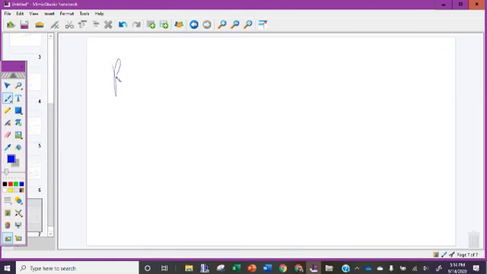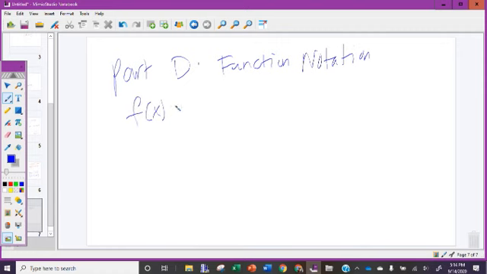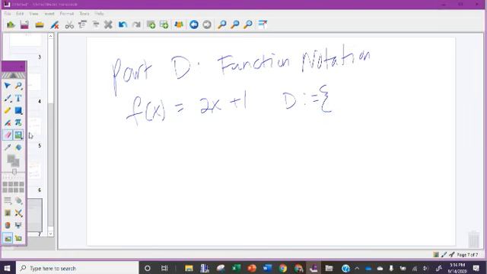And part D is function notation. So on function notation, all you're doing is you're given a set of values. So if I had f of x equals 2x plus 1, and it says your given domain equals, I didn't mean to put the dot dot. My domain equals 0, 1, and 2. And it wants me to find the range.